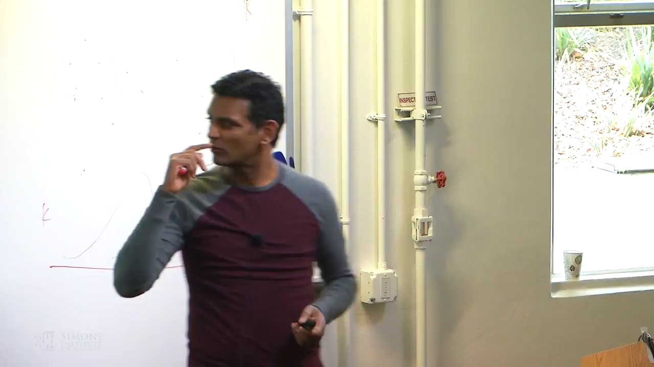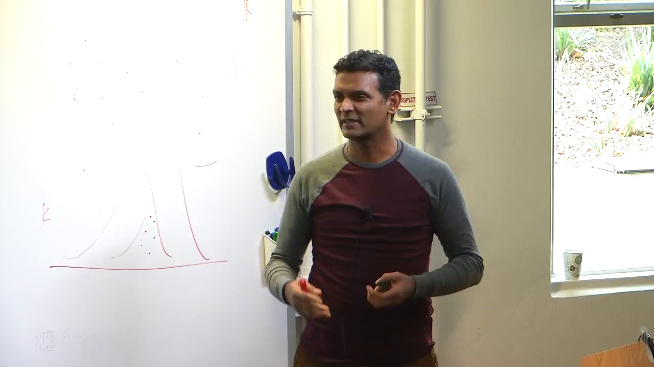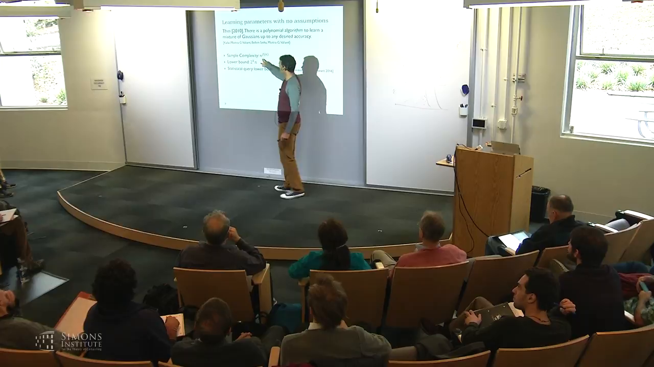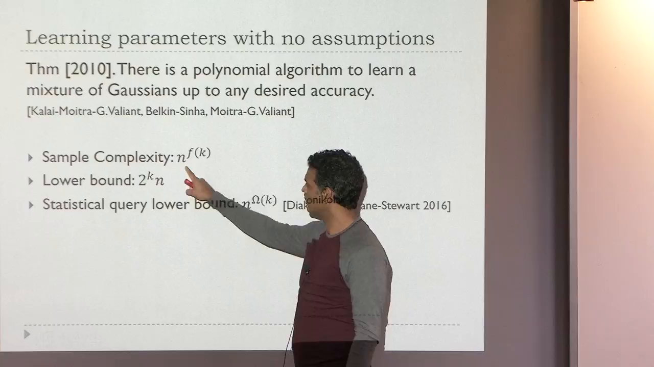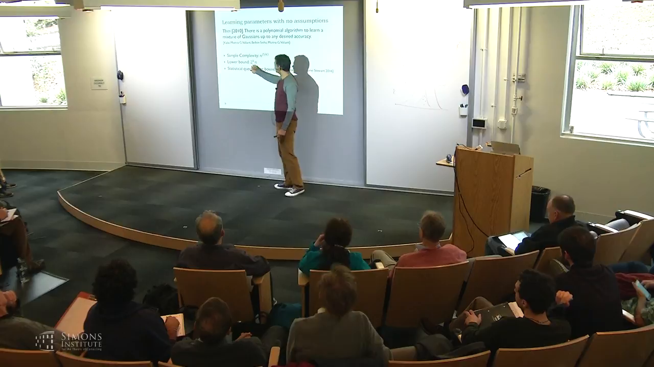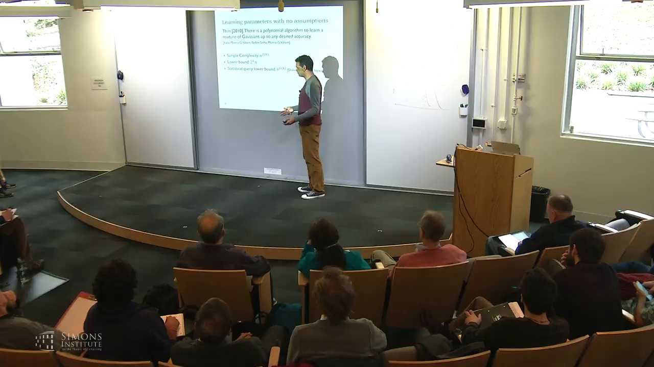Now, the reason I'm pointing this out is another nice thing that complexity can tell us is, what is the dependence on dimension of the complexity? n is the dimension, k is the number of Gaussians. And the sample complexity is the total number of samples that this algorithm needs. And you need at least 2 to the k for just information theory reasons, otherwise you won't be able to tell them apart.